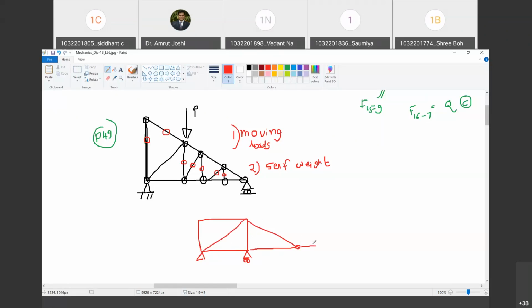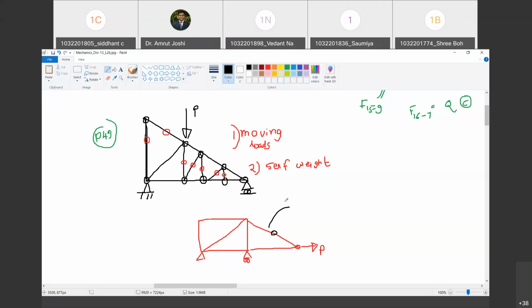Are you with me? Yes, sir. And it is loaded to this loading. चलो ये जॉइंट पे कितने फोर्सेस दिखेंगे फ्री बॉडी डायग्राम में? Tell me. 3. 3, out of which 2 are collinear. Yes, sir. So force in this member must be 0. Yes, sir. Do you agree?